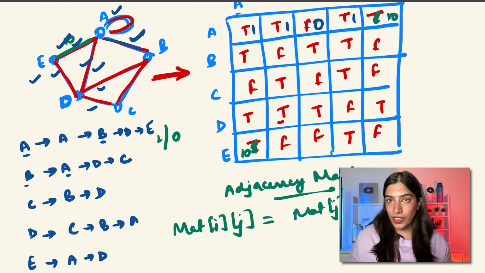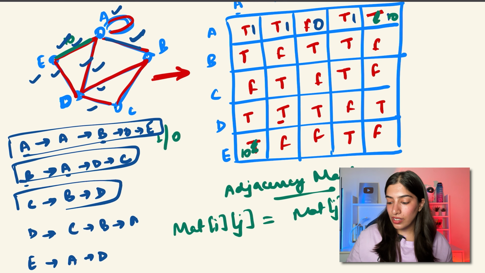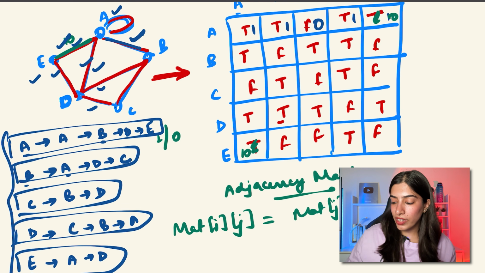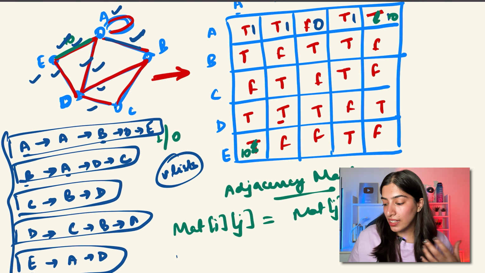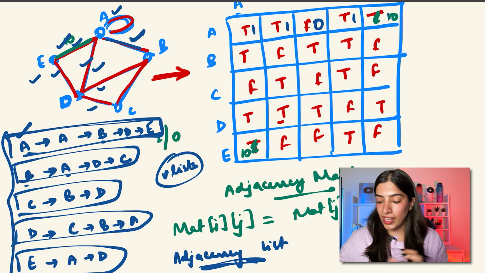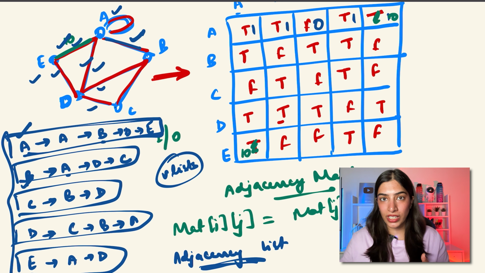So think of it like this is basically a list, right? And what is the number of lists that are going to be there? There will be V lists. So think of it like an array of lists. This is called an adjacency list. So here each list shows what? It shows which other vertices A is connected to, which other vertices B is connected to, which other vertices C is connected to.